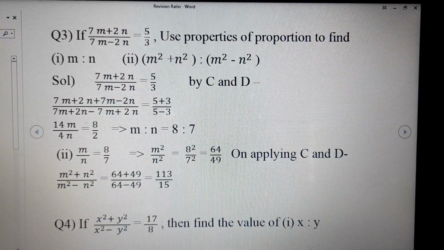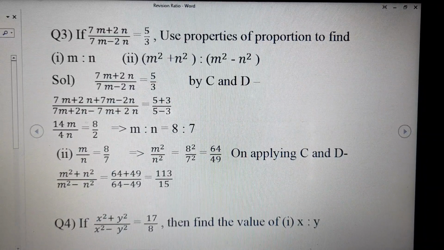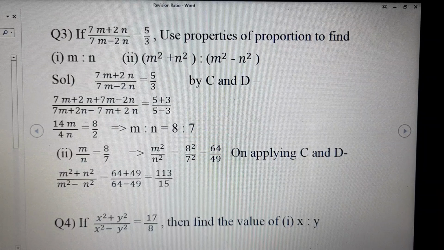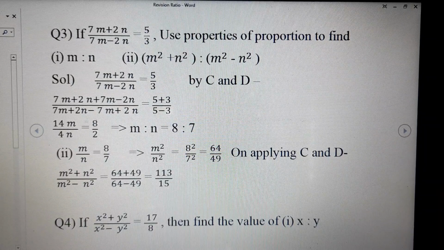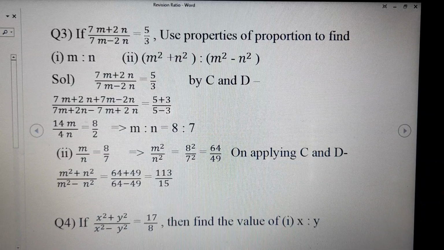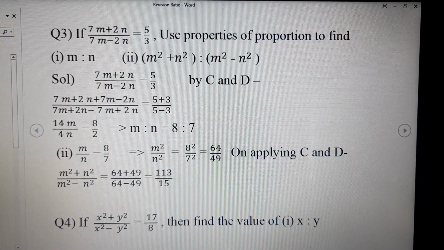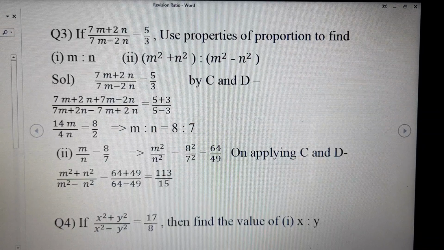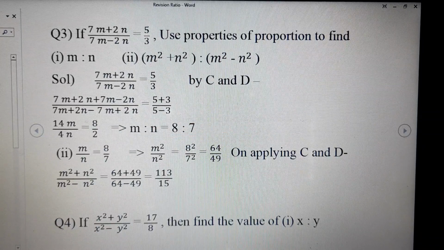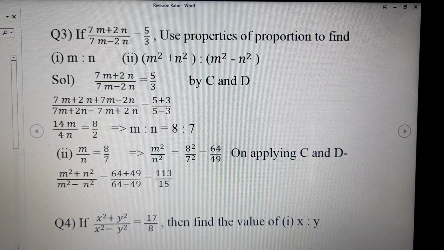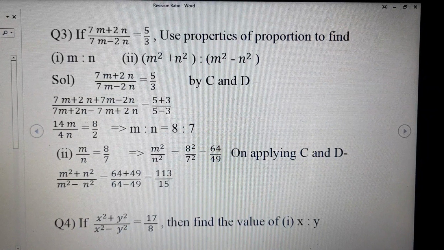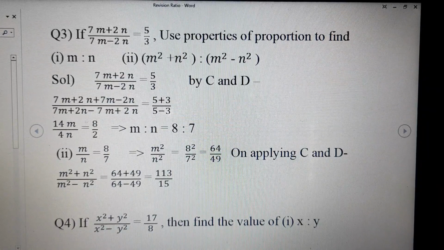Moving on to the third question. It is, if (7m + 2n) divided by (7m - 2n) is equal to 5 upon 3, then by using the properties of proportion, we need to find out the value of m is to n. And the second part is m square plus n square is to m square minus n square. Let us see how we are going to solve it.